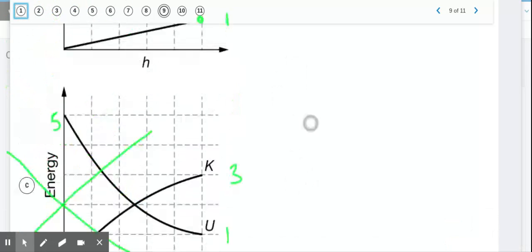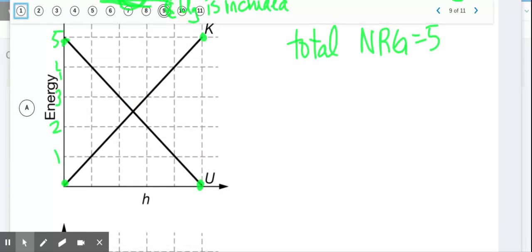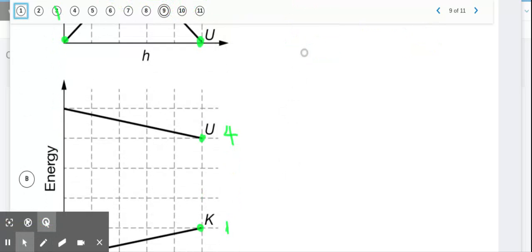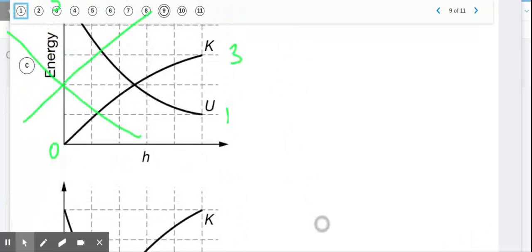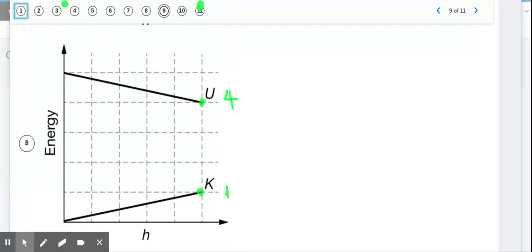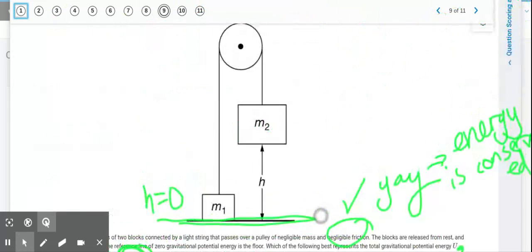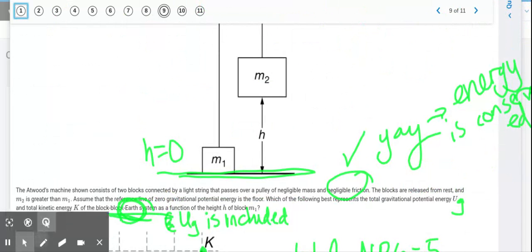Let's go back up. So here are the options we have. We have this one here, which means that after you finish letting go of the string, there's no potential energy at all, and it's all kinetic. And that's what this one down here means as well. And the second one means there's a little bit of kinetic and still a lot of gravitational potential energy. So let's look. If we were to drop this, this goes up, this goes down.